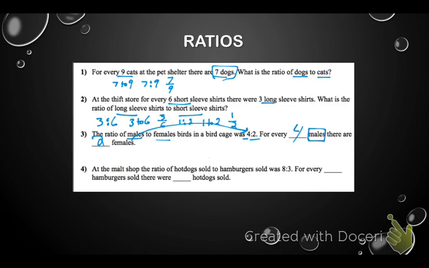The last one. At the malt shop, the ratio of hot dogs sold to hamburgers sold. So hot dogs to hamburgers was 8 to 3. For every blank hamburgers, hamburgers was second. For every 3 hamburgers, there was 8 hot dogs sold. And that's how you should leave that. Ladies and gentlemen, we have 1 through 4 as examples there.